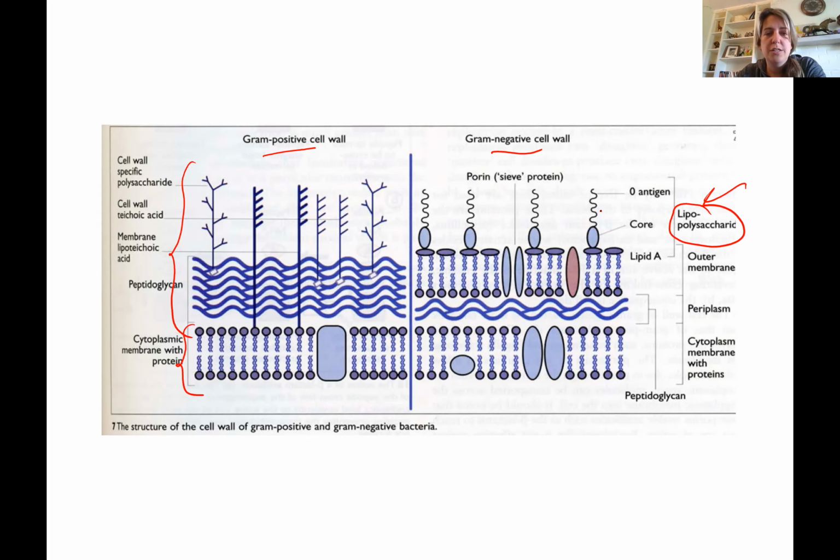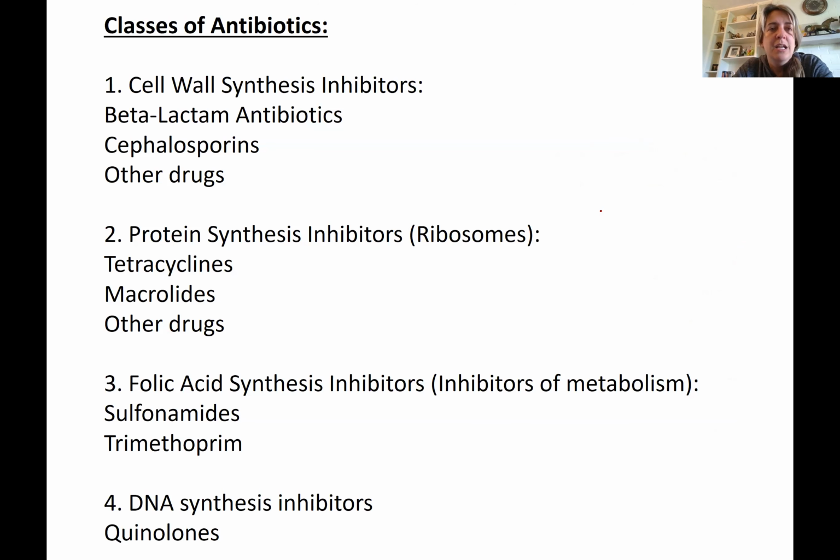So just to give you an idea, am I going to ask specific questions about their cell walls? No, but you need to understand that gram-negative are different from gram-positive, and LPS is a problem, and some antibiotics work more towards gram-positive or towards gram-negative. So we're going to have 4 different classes of antibiotics. Number 1 is the oldest type, the cell wall synthesis inhibitors. They're going to be the beta-lactams, which are the penicillins, and cephalosporins, which are very, very similar to penicillins. And there are going to be other drugs also that are cell wall synthesis inhibitors.